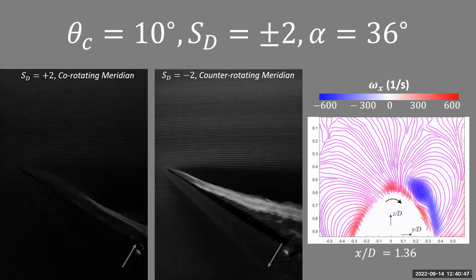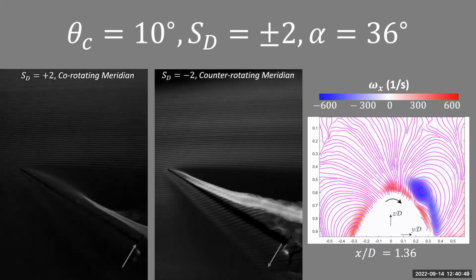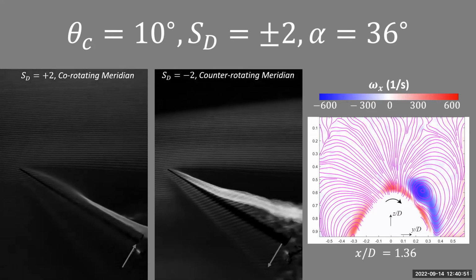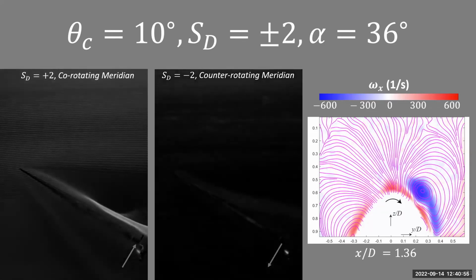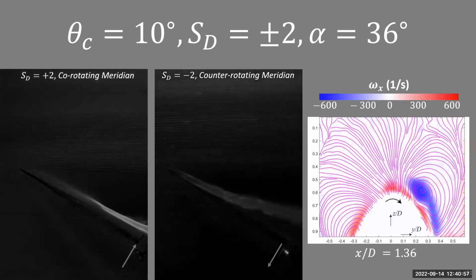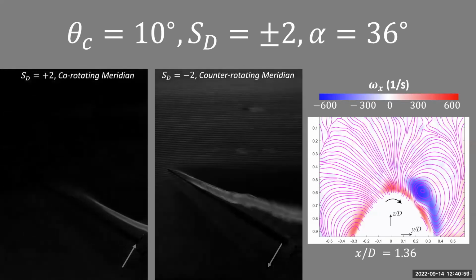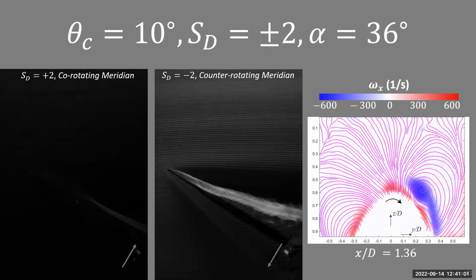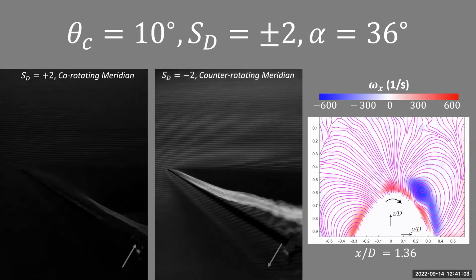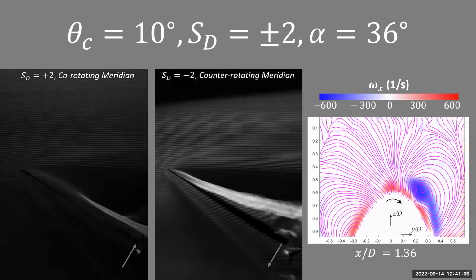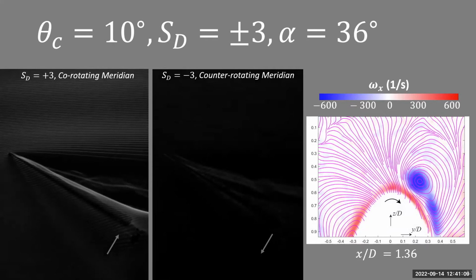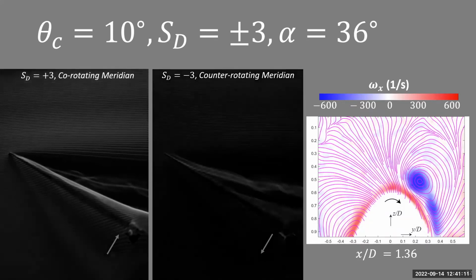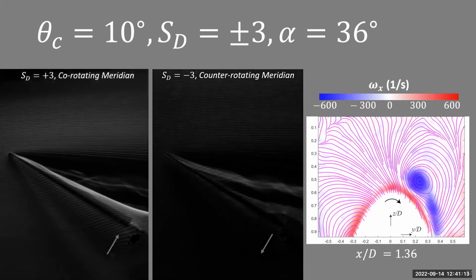On the right-hand side, we can actually see the topology of these vortical structures. We see the strong vortex in the counter-rotating meridian that's very prevalent in the contour. We also see these red regions of vorticity that we suspect to be associated with other vortices forming in the co-rotating meridian, which unfortunately we can't see here. But if we increase the rotation parameter from ±2 to ±3, we're actually going to start to see more details.